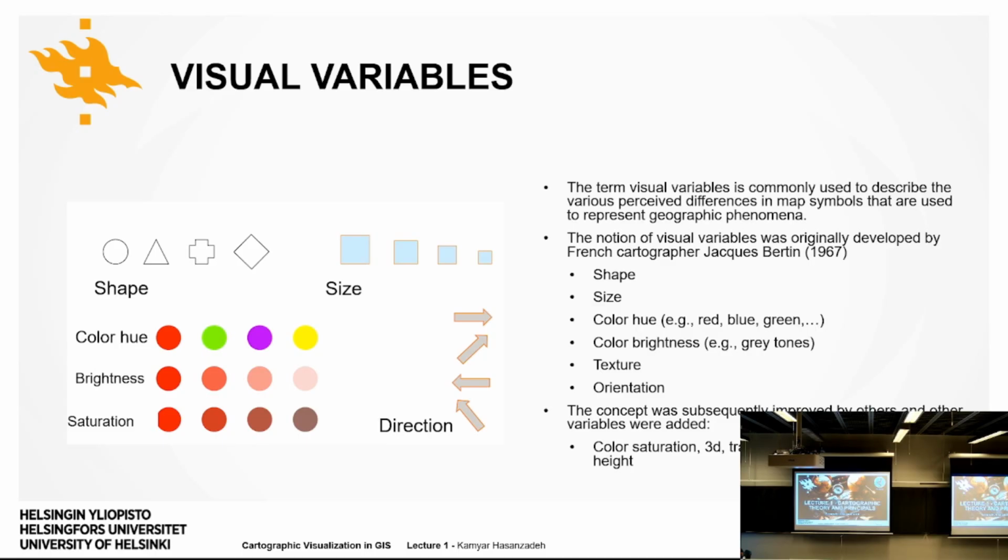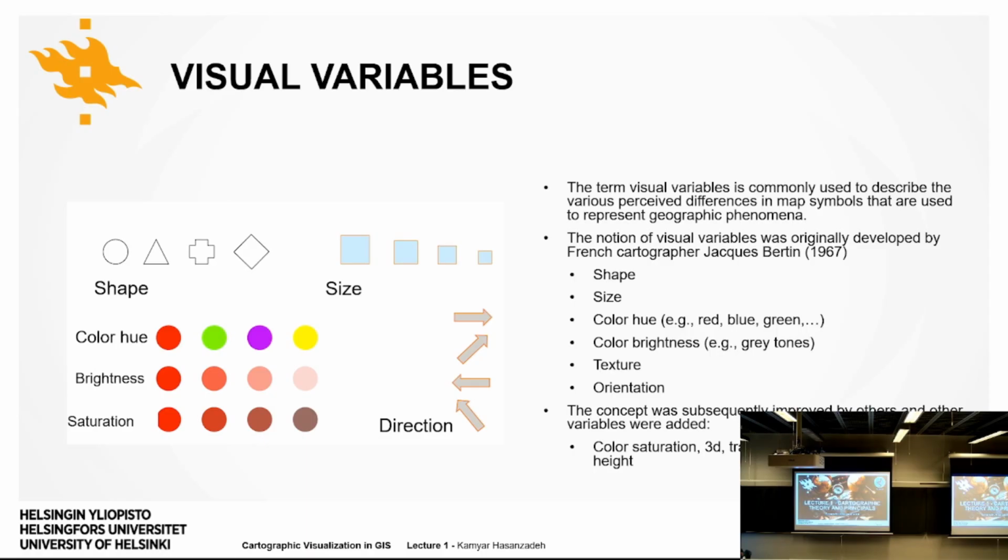There are different versions of this, but the original version, this is like the older version of it, comes from an old book in cartography by Jacques Bertin, and the term was coined by him back in '67. So the term visual variable is commonly used to describe the various perceived differences in map symbols. So very often you have different elements. So you have homes you're mapping, you have worship places, you have hospitals, so you have different symbols for them.